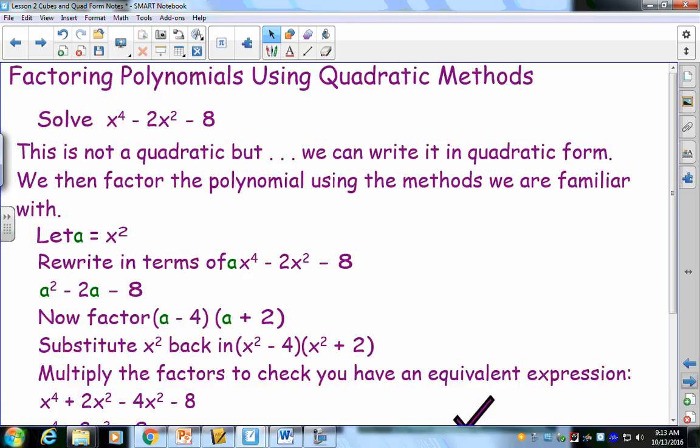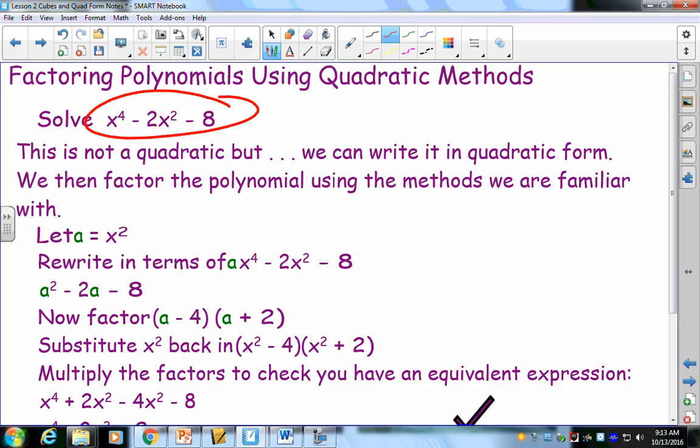Okay, so here's our first problem. We have x to the fourth minus 2x squared minus 8. So if you look at that, we have an x to the fourth, and we haven't factored those before. We factored quadratics, and now the highest thing we've looked at is perfect cubes, so an x to the third, or even an x to the sixth. This is a trinomial that has an x to the fourth in it.